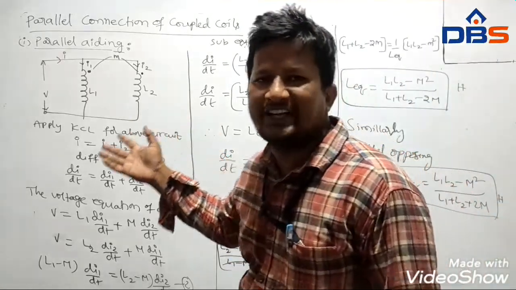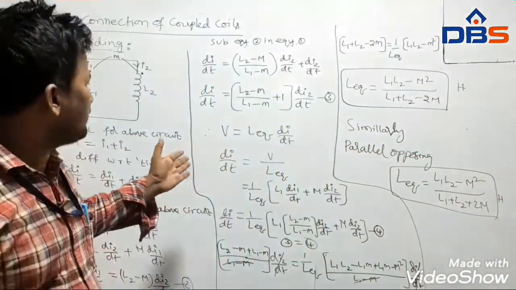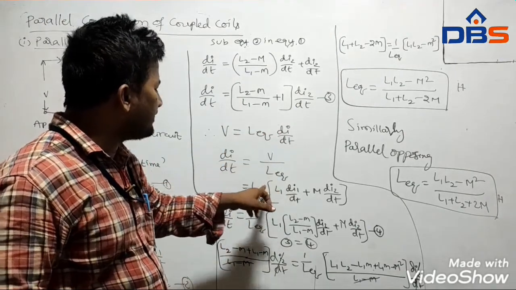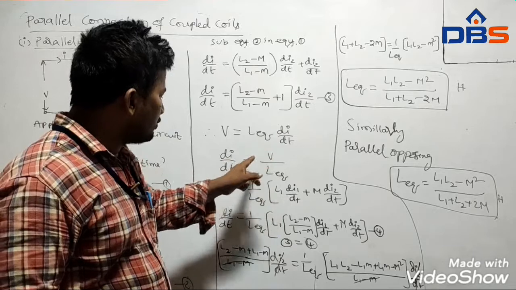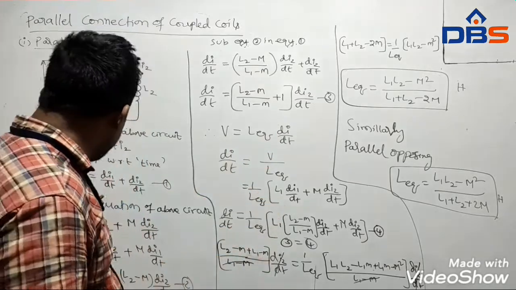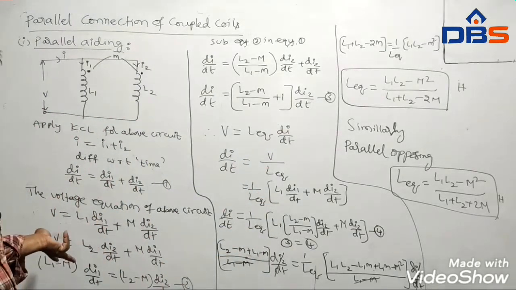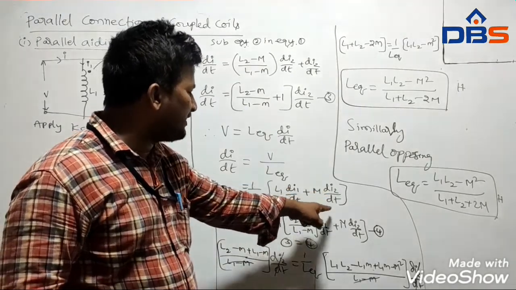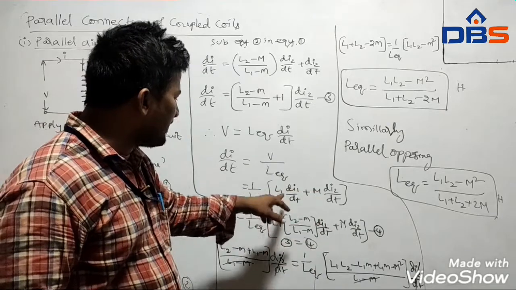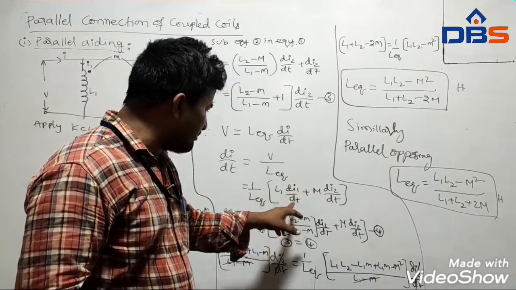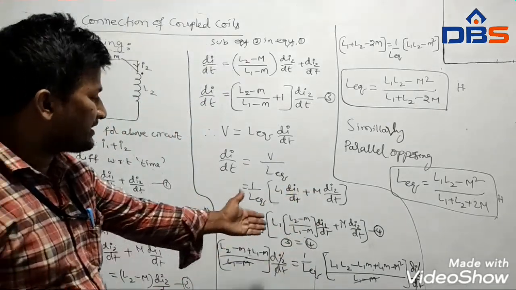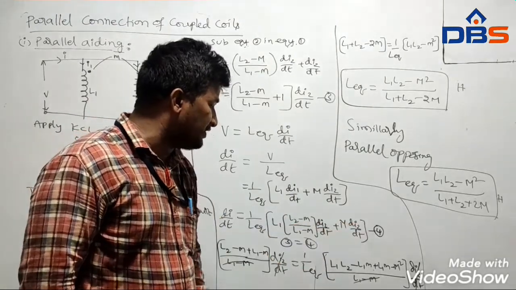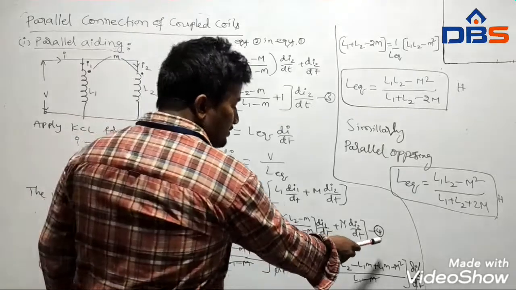And we know that the total voltage across the circuit V is equal to L equivalent dI by dt. Therefore dI by dt is equal to V by L equivalent. For V, we can take the first or second equation as you wish. I am taking the first one, L1 dI1 by dt plus M dI2 by dt, times 1 by L equivalent. And considering dI1 by dt from equation 2, put (L2 minus M) by (L1 minus M) dI2 by dt, taking dI2 by dt as common. This is equation 4.